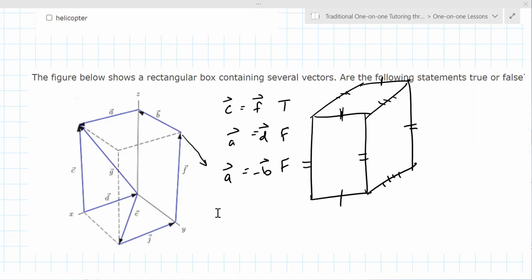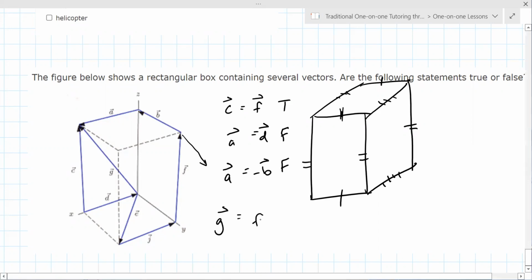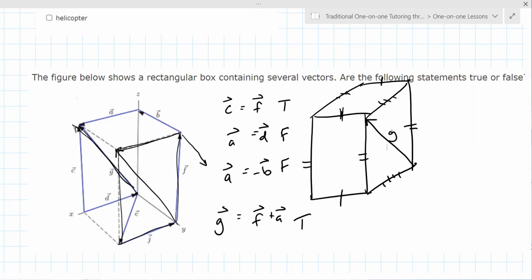The next one here says G equals F plus A. So let's go find F. F is here, A is there. So if we go straight up and then we go left, is that the same as G? G is kind of like going up the corner of the box. It's a little hard to see, but here's the side of the box. G is the same as this right here. That is true. This right here is G. And that does appear to be true.